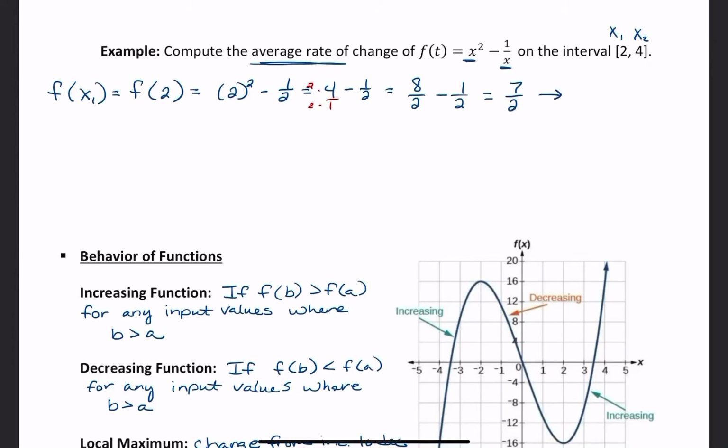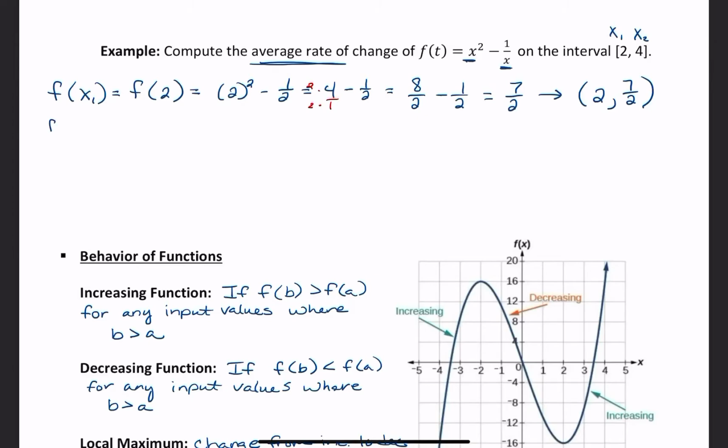So that is the point. I plugged in 2 and got out 7/2. And you can use 3.5 there if you want to. It's just, if it's not a nice decimal, leave it as a fraction. So if it repeats, leave it as a fraction instead of changing it to a decimal.